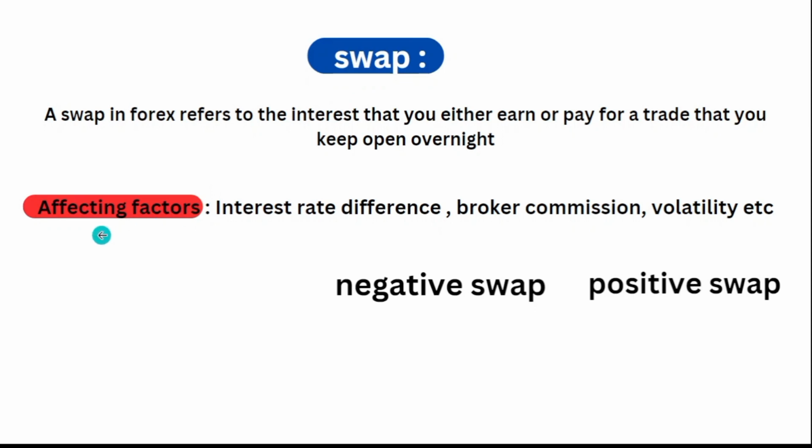Now the factors that affect the swap: first is interest rate difference. There are two currencies in one pair, so both have different interest rates, and that will affect how much the difference is. Then broker commission, they charge some rollover commission. And volatility as well, and so on. Now there are two types of swap. First is negative swap and second is positive swap.